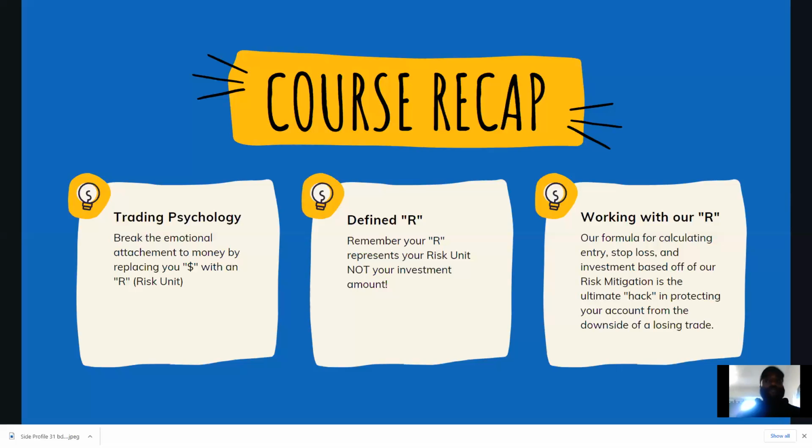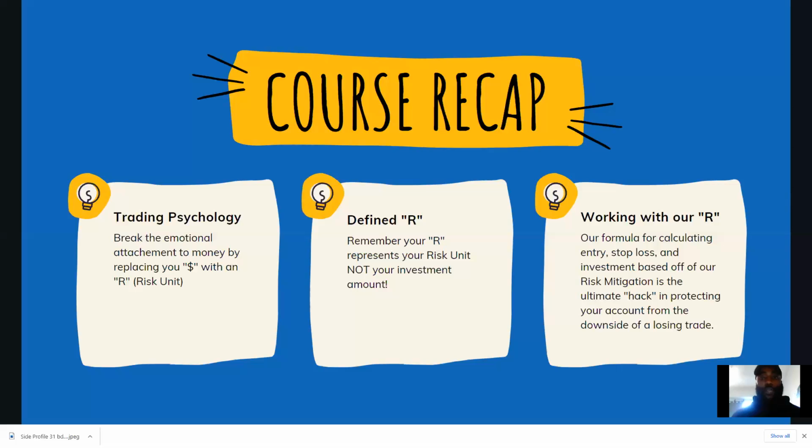So next, we learned our formula. We learned how to work with our R. The job of our formula is to help us calculate entry, stop loss, and investment based off of our risk mitigation strategy, right? So this is really the ultimate hack in protecting your account, because anything that involves money, you have to protect it. With the possibility of losing money trading, you always want to have a strategy to protect your account from the downside, so you don't blow up your account, because that is a thing.